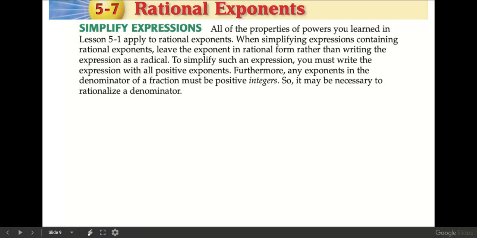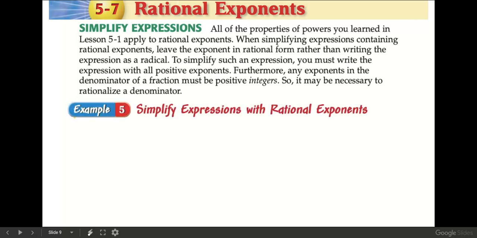So all of the properties of powers you learned in Lesson 5.1 apply to rational exponents. When simplifying expressions containing rational exponents, leave the exponent in rational form rather than writing the expression as a radical. To simplify each expression, you must write the expression with all positive exponents. Furthermore, any exponents in the denominator of a fraction must be positive integers, so it may be necessary to rationalize the denominator. So let's look at some examples.